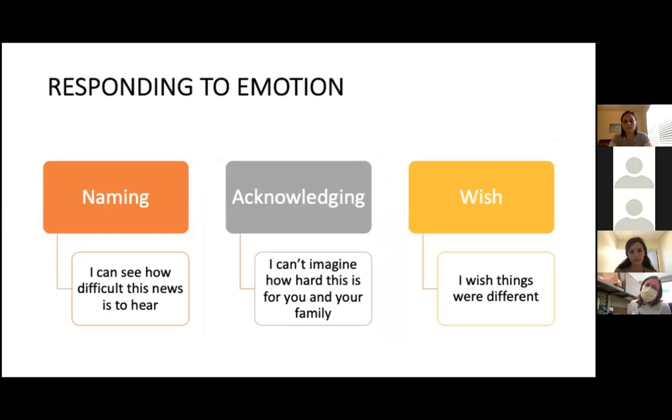So I just wanted to also talk about responding to emotion. And one of the techniques is naming it and saying, I can see how difficult this news is to hear. And acknowledging is, I can't imagine how hard this is for you and your family. And the wishing, and I have to say, I feel I use wish a lot with parents and patients, and it is generally well received. I wish things were different, but this is what I recommend.